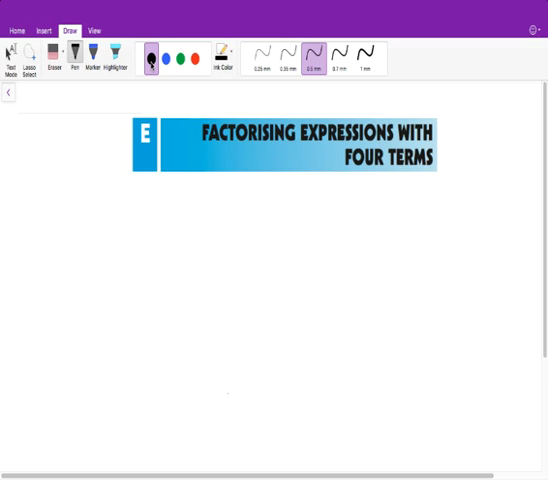All right, now we're going to move on to the next section, and this is section E, and it's called factorizing expressions with four terms.